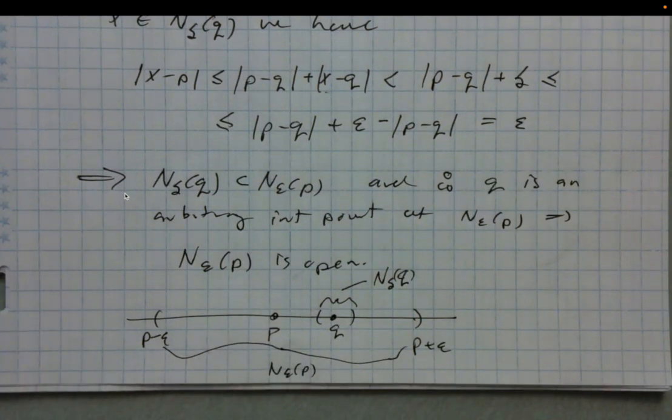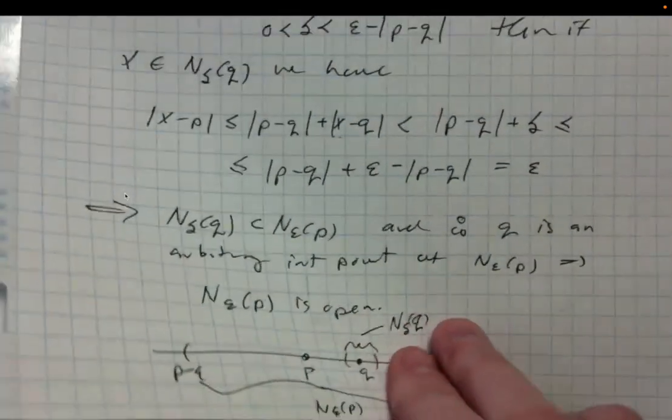And so that just means that q is an interior point, and q is arbitrarily chosen, so that means every point in the epsilon neighborhood of p is an interior point, which means that the epsilon neighborhood of p is open. Okay, very good. Because it's an interval, it's sort of obvious to us that it would be open.